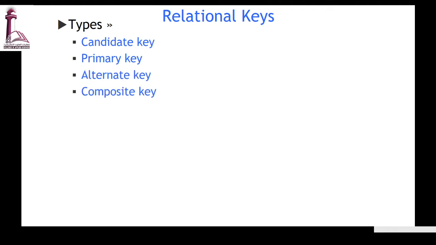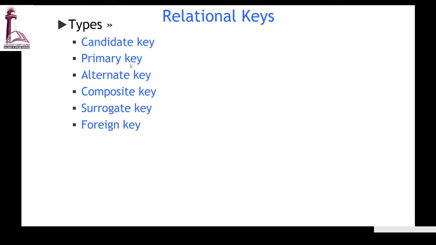Next we are going to study about the relational keys. Totally there are 6 types of relational keys available. The keys are candidate key, primary key, alternate key, composite key, surrogate key, foreign key. So these are the 6 keys. First we will see about primary key.